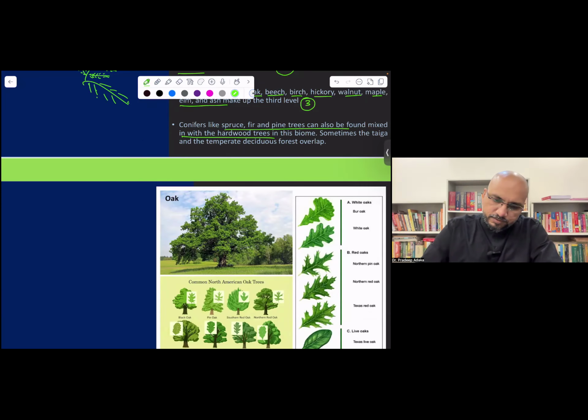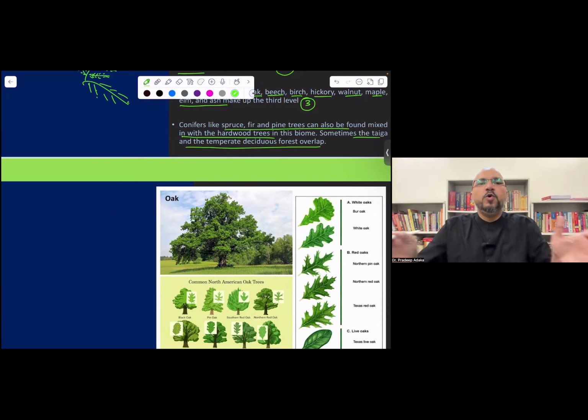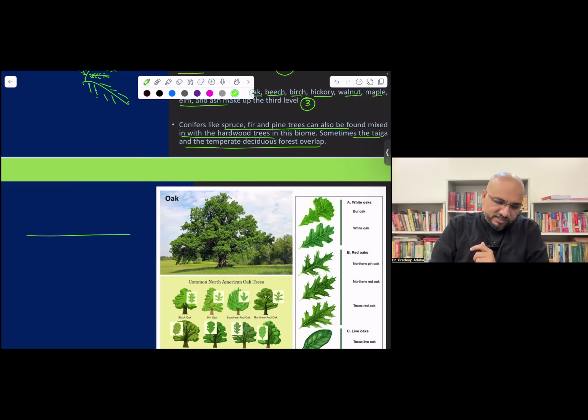Okay, so sometimes the taiga and the temperate deciduous forest overlap. So there is no clear-cut demarcation that conifers grow up to here, and deciduous trees grow from this particular level. It is not like that. So there will be a mix. There is an overlap. You can see them together.